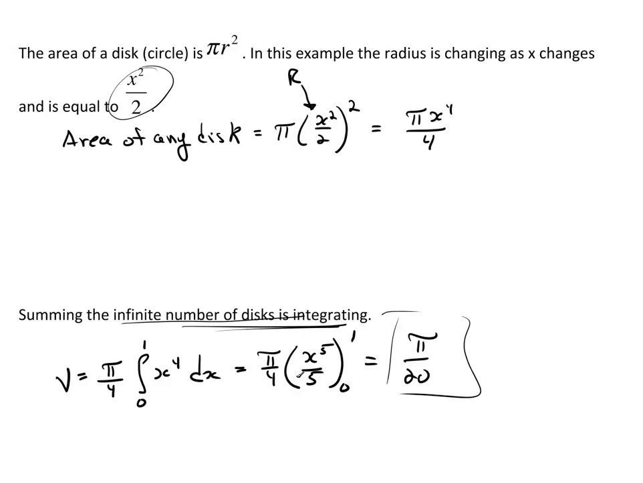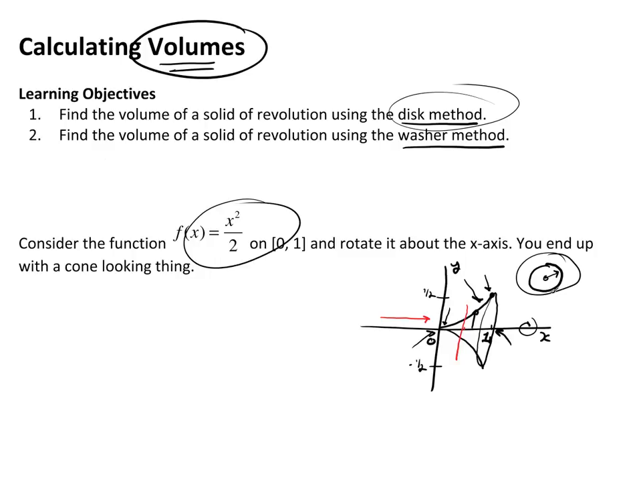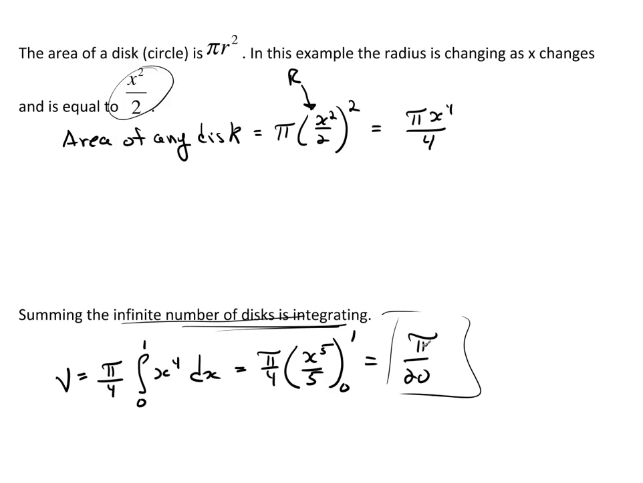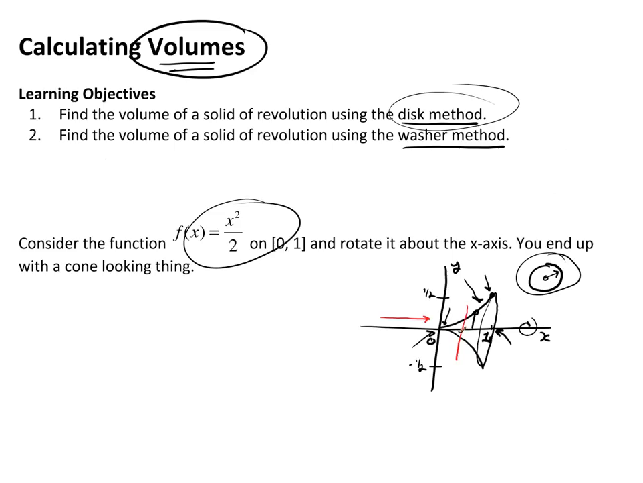So if I revolve this around the x-axis, the solid that I get will have a volume that's equal to pi over 20. And you notice I do not have any units on here. It's pi over 20 cubic whatever. If this happens to be 1 yard, it's cubic yards. If this is an inch, it's cubic inches.